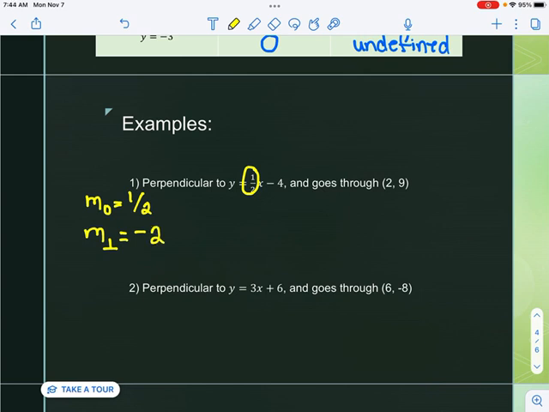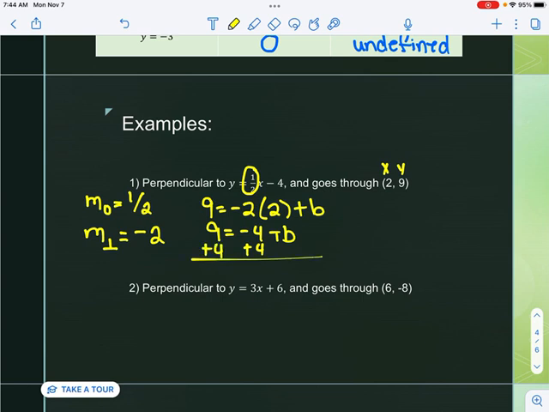So now we take that with our point, x comma y. I plug it in, so I get 9 equals -2 times 2 plus b. -2 times 2 is -4 plus b. I'm going to add my 4 to both sides, and I get 13 equals b. So now to write my equation, y equals -2x plus 13.